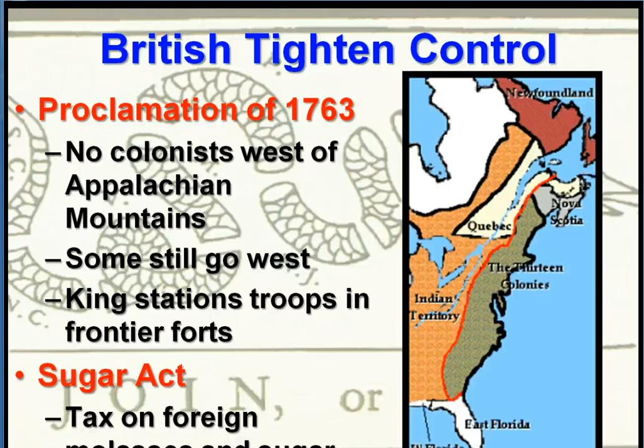And one of the first taxes that they use is something small and minimal. It's called the Sugar Act, and it's a tax on foreign molasses and sugar, and it affects a few people, and all of a sudden Americans start realizing that they're not in as much control as they'd like.